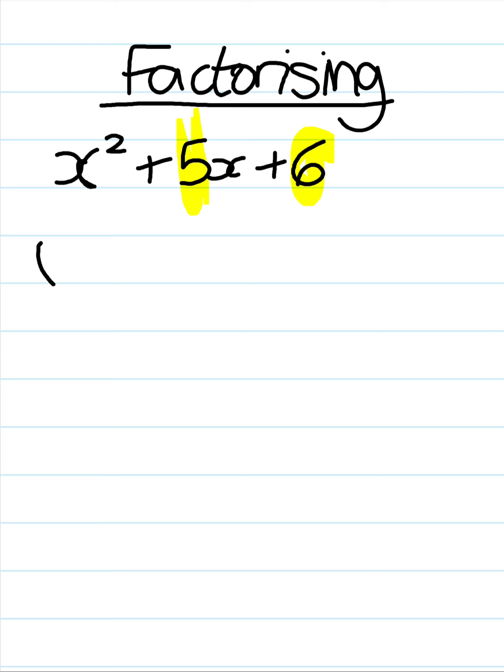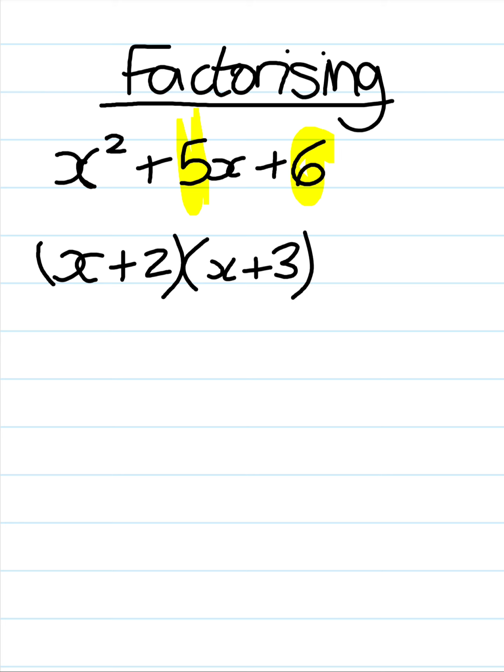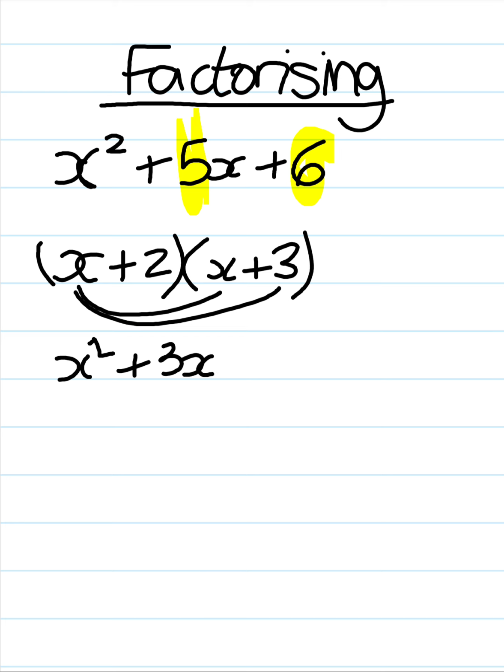A pair of numbers that does this is 2 and 3. So in one bracket we'll have x plus 2, and in the other we'll multiply it by x plus 3. Now expanding this out using the method, we get x squared, because x times x is x squared, 3x, because 3 lots of x is 3x, 2x, because 2 lots of x is 2x, and 6, because 2 times 3 is 6.